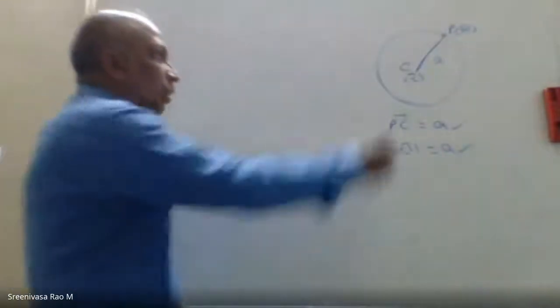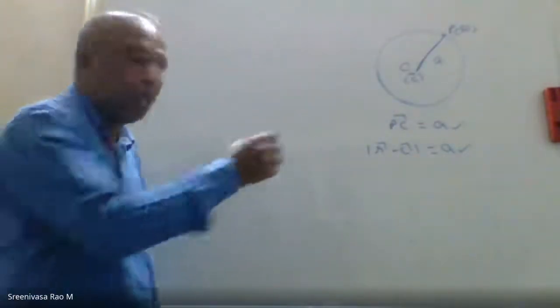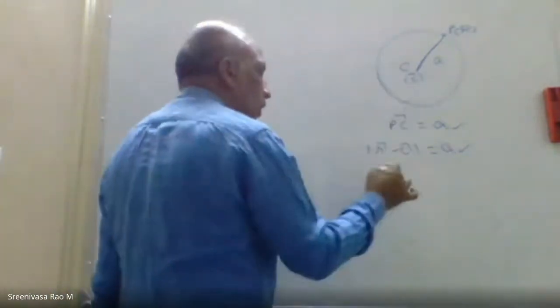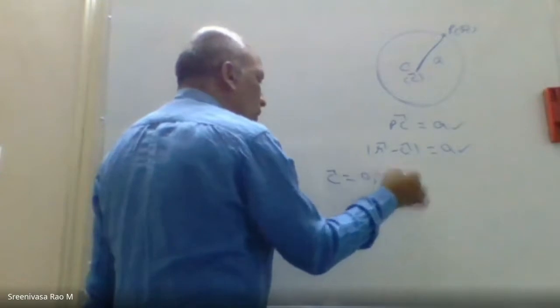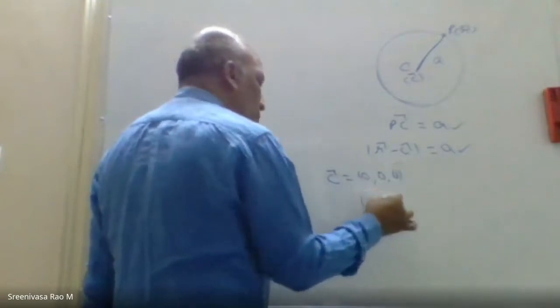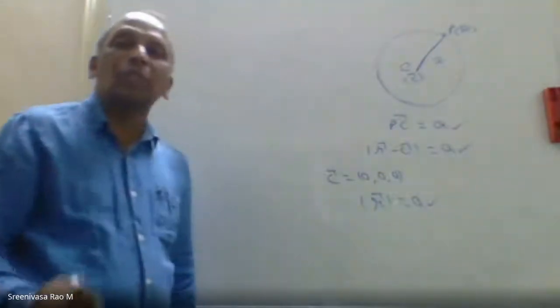Suppose the center is 0, 0, 0, the three-dimensional origin. In that case, C bar equals 0, 0, 0. Then you will get mod R bar is equal to A. So this is the equation of the sphere.